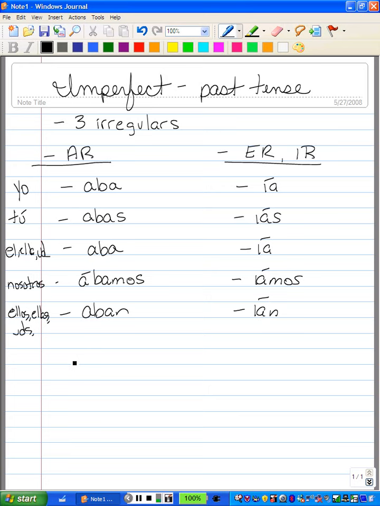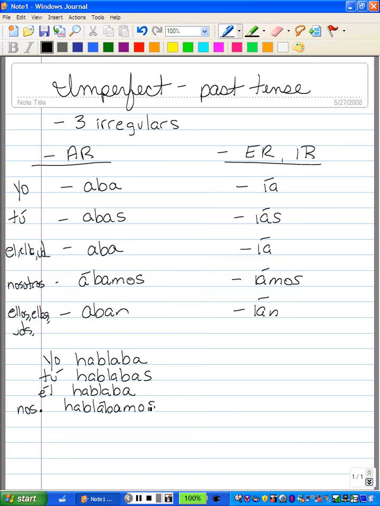So if you take the verb hablar, it's going to be yo hablaba, tú hablabas, él, ella, o usted hablaba. It's going to be nosotros hablábamos. Ellos and ustedes is going to be hablaban.